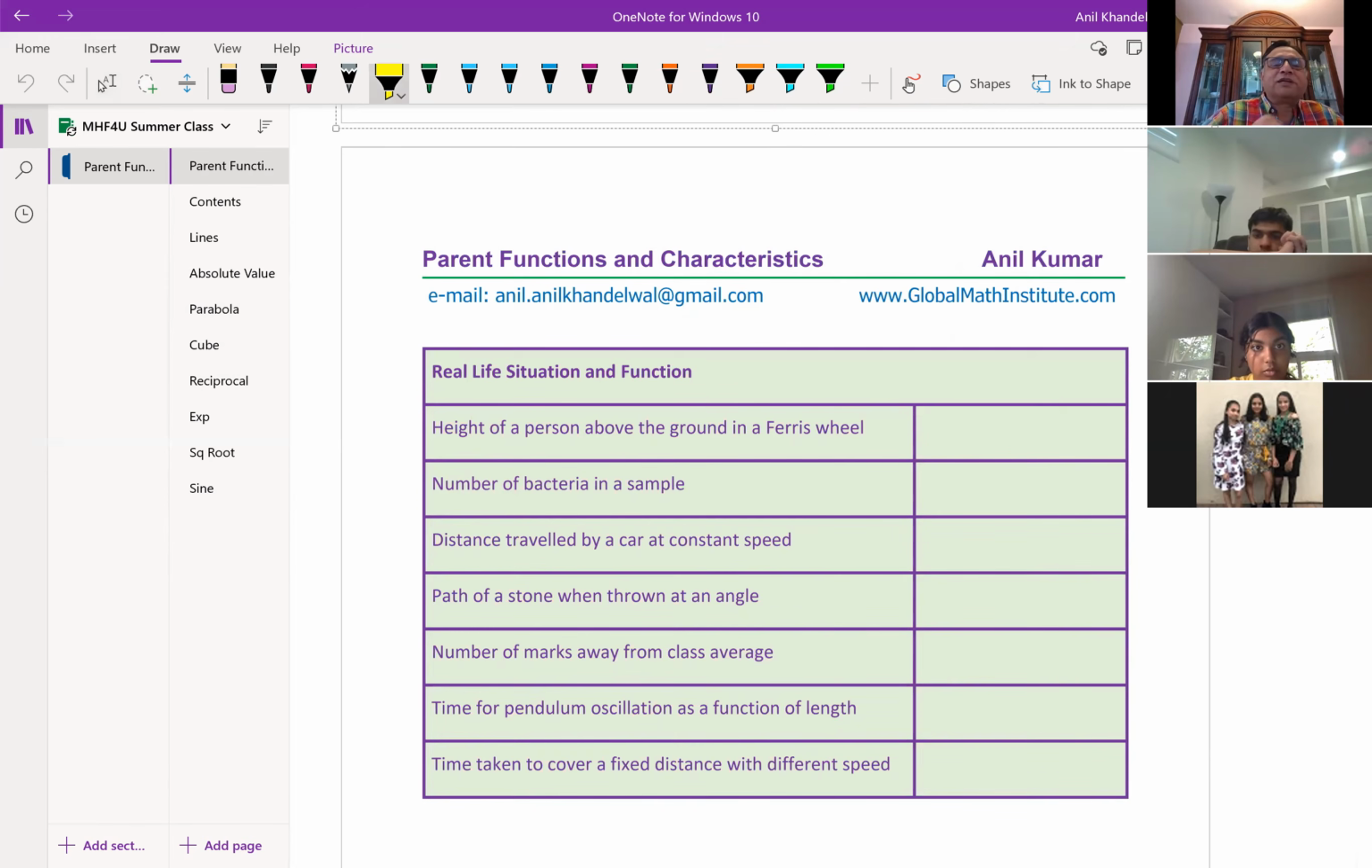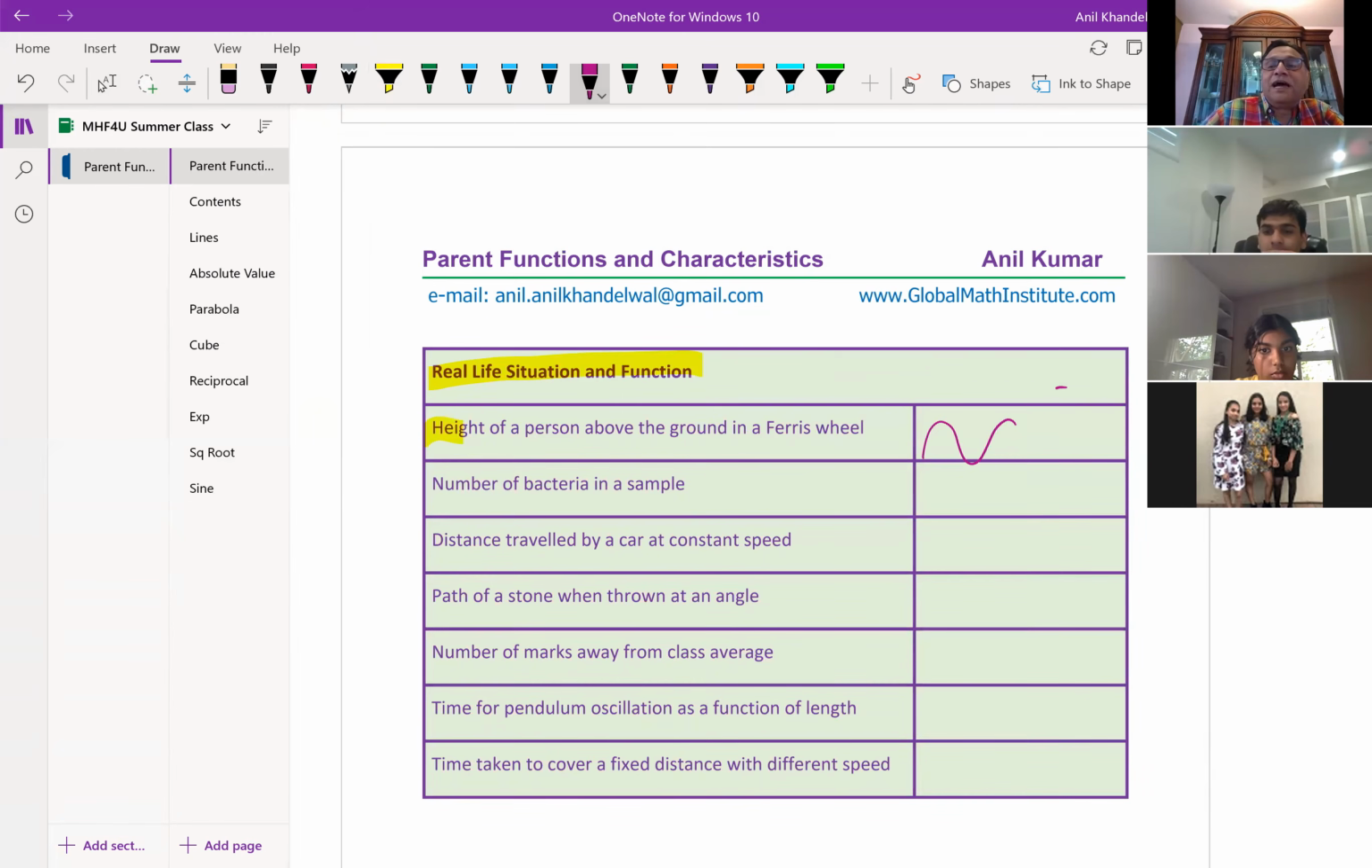Mohammed, can you read the first one and answer? The whole idea here is to understand how we relate real life situations to functions, right? The first one: height of a person above the ground in a Ferris wheel. Out of the 8 functions which we learned, which function do you think can model this particular situation? I think it's going to be the sine one, right?